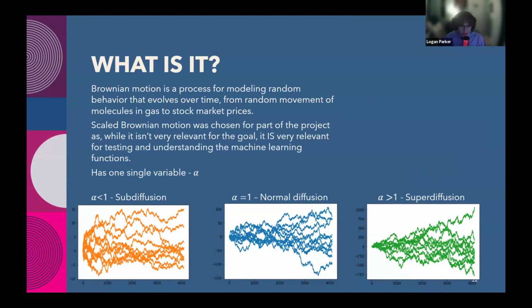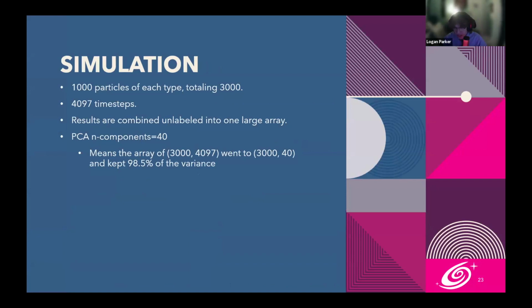The main difference between all these categories is their ranges, which if you look at the Y values, subdiffusion's very small, normal's a little larger, super diffusion's far larger. So what we did was we made 1,000 of each, just combined them together and threw it at the machine to see what it would do.